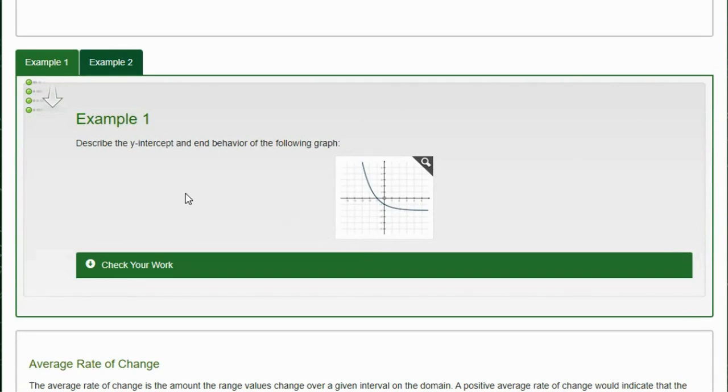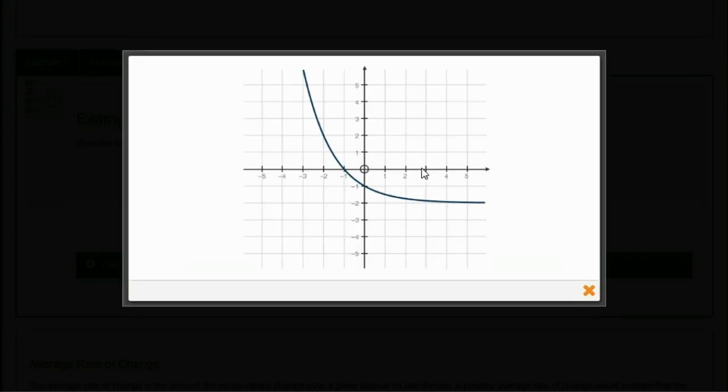All right, it wants us to describe the y-intercept and end behavior of the following graph. So this is something that, when dealing with exponents, can we understand what we see on the graph? On this, the y-intercept is negative 1. What are the end behaviors? On the left side, it continues up to infinity. But as x increases, as x gets bigger, it's approaching an asymptote at y equals negative 2.